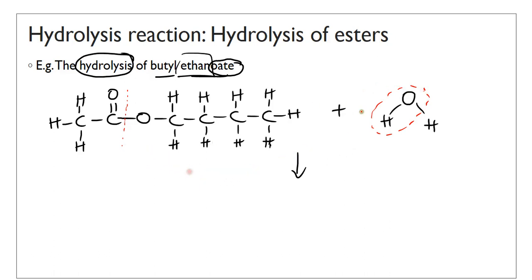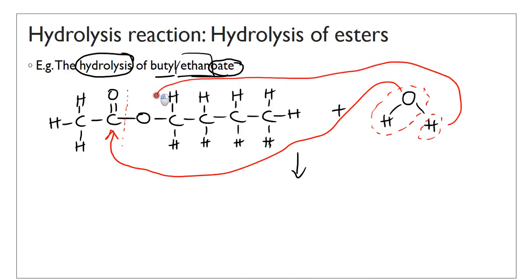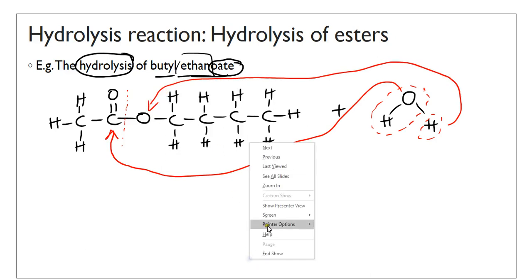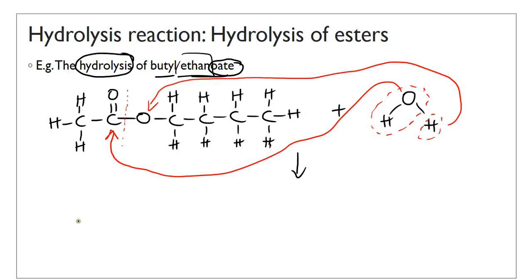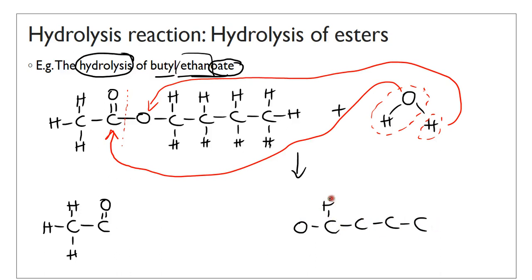It's really the O. The O is going to come back here, and this H is going to link back here. So what you're going to have is ethanoic acid. I have the C with the 3 hydrogens, still C double bond O. So this part just comes from the ester. 1, 2, 3, 4.